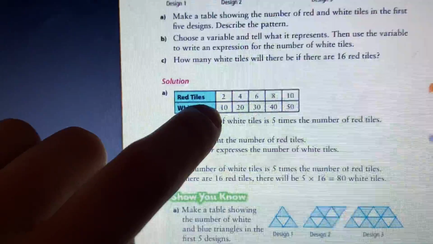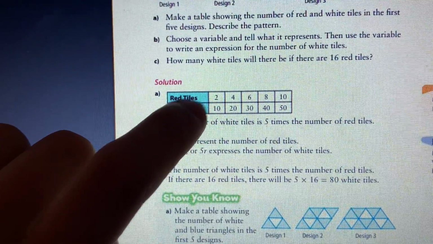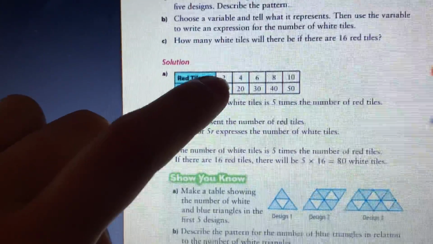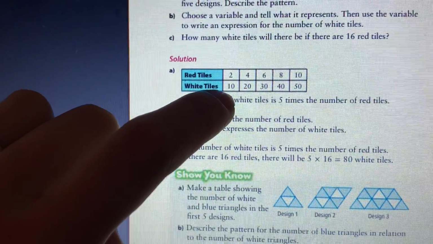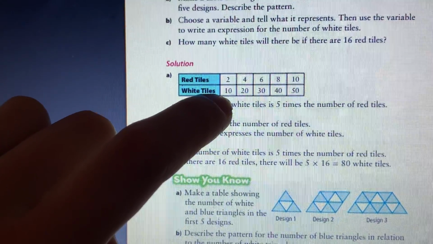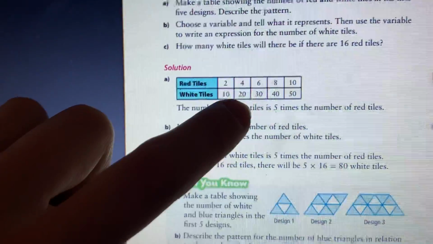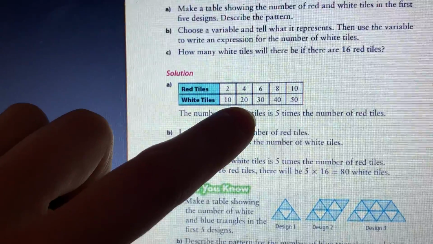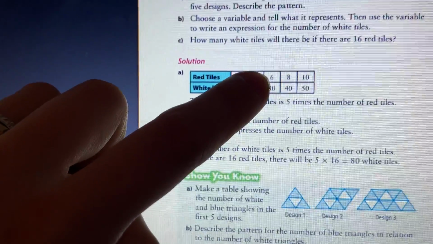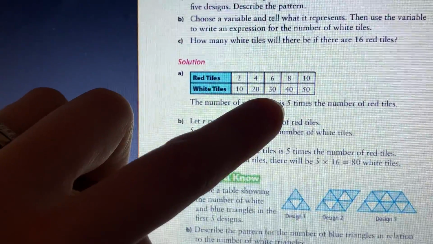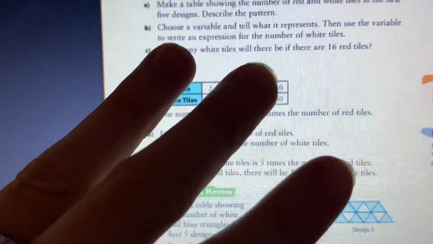So let's go back to 2 and 10. What's another relationship between 2 and 10? If we times 2 by 5, we would get 10. So let's try this here. If we times 4 by 5, we would get 20, so it works for that next row. If we times 6 by 5, we would get 30. So now we've found the third pattern.